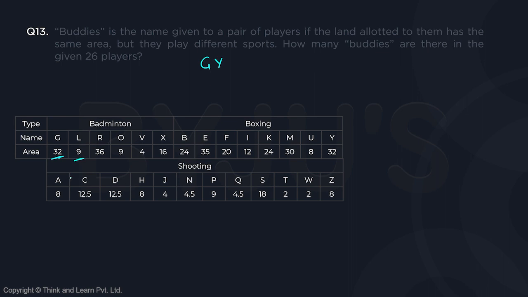Is there any buddy of L? A buddy of L is P, and P is the only buddy of L. O will not be a buddy because they are playing the same game. There cannot be any buddy of 36, as it has the highest area. O will also have the buddy P, that is an area of 9. Will V have any buddy? Yes, V has a buddy J. Then is 16 having a buddy? X is having a buddy? No, X has no buddy. So badminton players have only these 4 buddies.